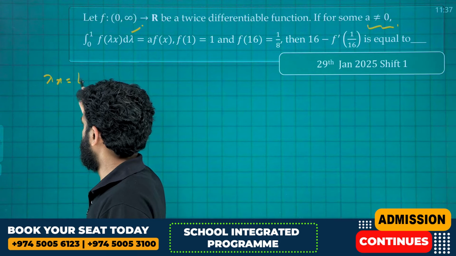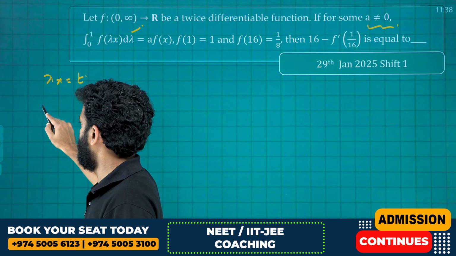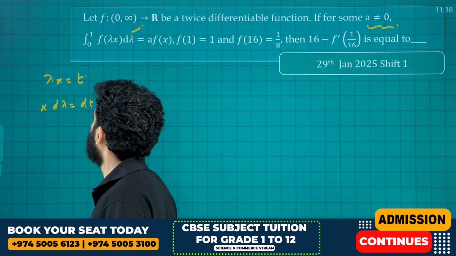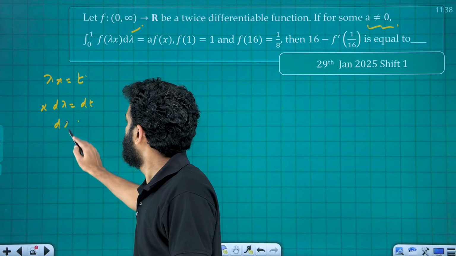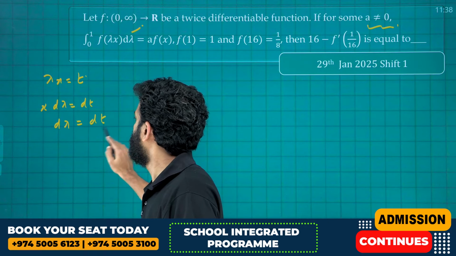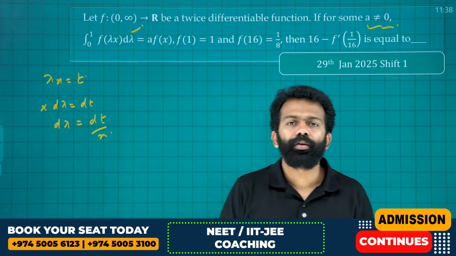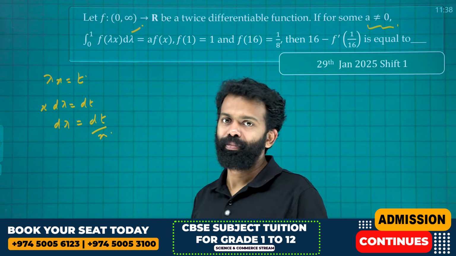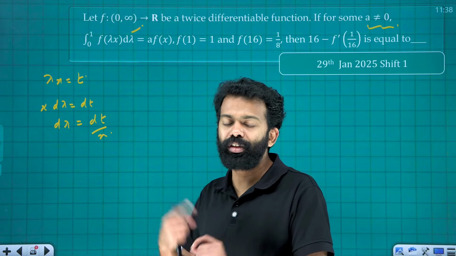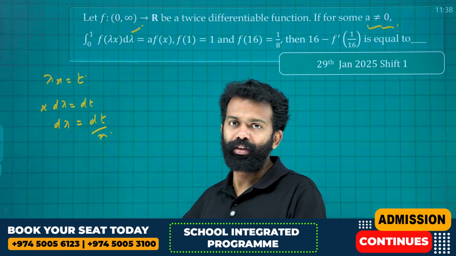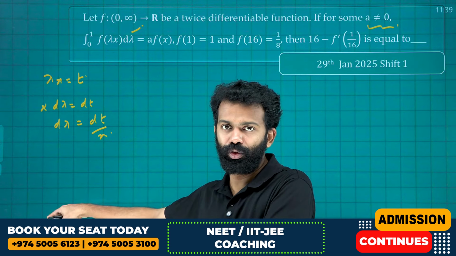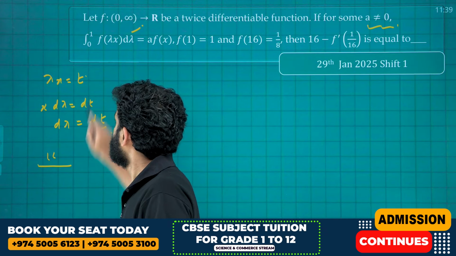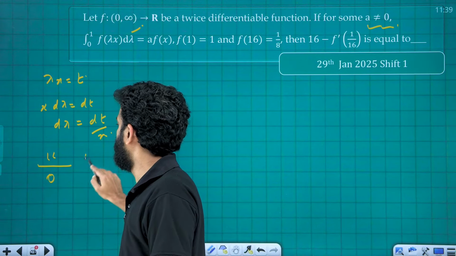Lambda x is equal to t. If you differentiate, you will get x into d lambda is equal to dt, and d lambda is equal to dt by x. See, the crucial part of the solution of this question does not lie in this substitution, but it lies in the effect of the substitution over the upper limit and lower limit. That's where the core of this solution lies. You will see now, what is the lower limit? Substitute 0 over here, lower limit becomes 0. What is the upper limit?